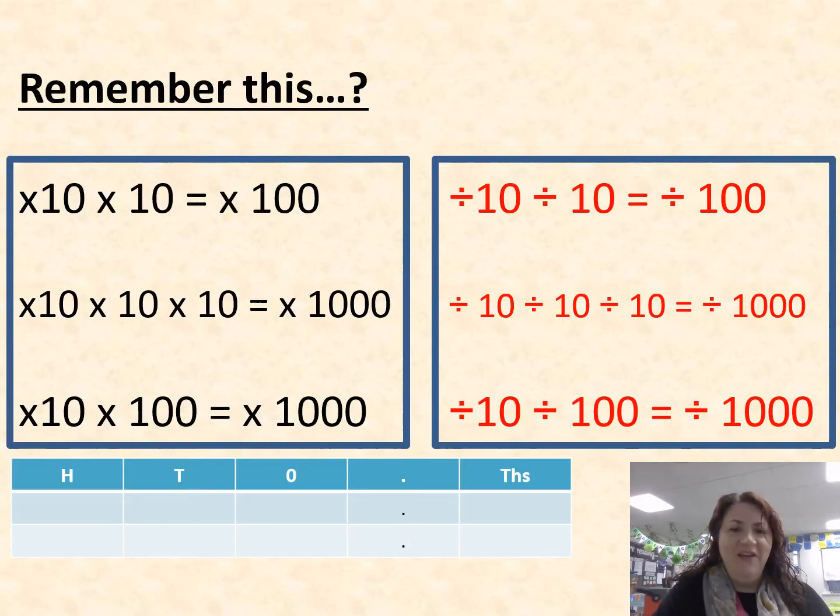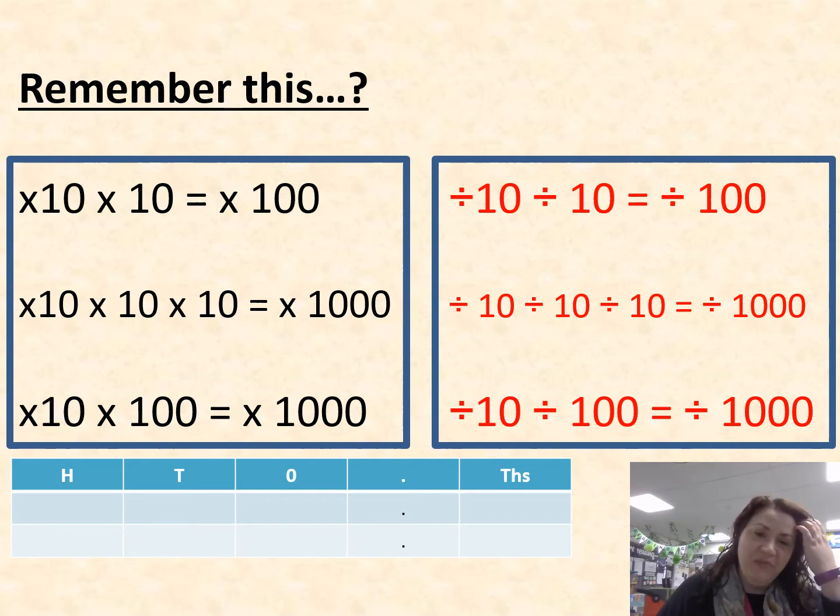Okay, first of all, remember timesing by 10 and timesing by 10 again is the same as timesing by 100. Timesing by 10, timesing by 10 and timesing by 10 again is the same as timesing by 1,000. And that's of course also the same as timesing by 10 and timesing by 100, because the 100 is made up of the two lots of 10. So all of those you need to try and remember.